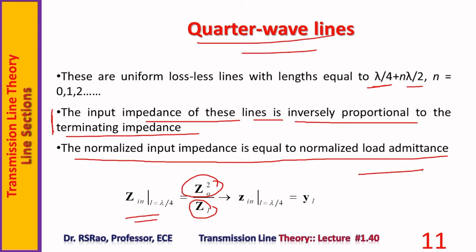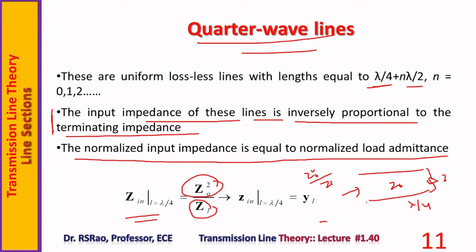What does it mean? Here is a line. Length is lambda by 4 or lambda by 4 plus n lambda by 2. It doesn't matter. Now, what is its input impedance? Let us suppose Z0 is the characteristic impedance and the terminating impedance is ZL. Zin is Z0 square by ZL.